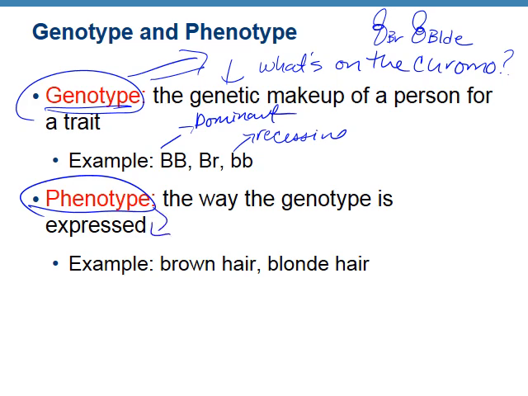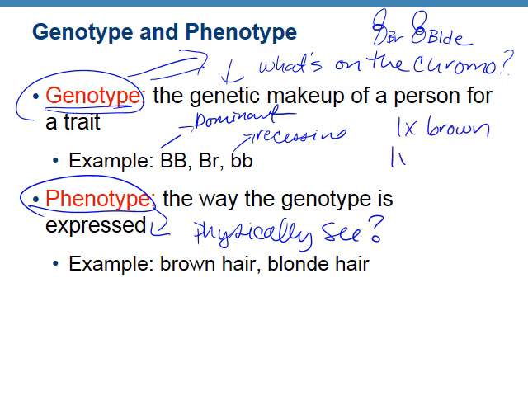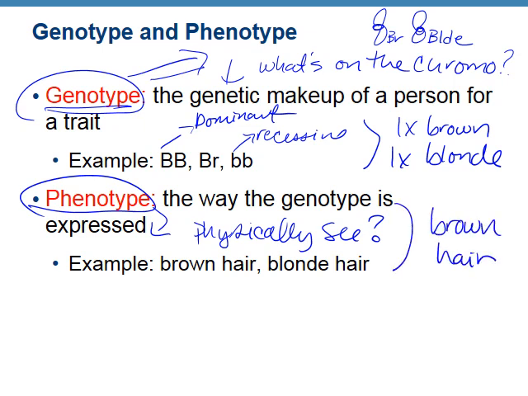Phenotype is what you actually look like. What's expressed? What can we physically see? So again, could I have one brown allele and one blonde allele genetically on my chromosome? Yes. But what do I end up looking like? I have brown hair because the brown is dominant over the blonde and masks the blonde. So if you just see somebody with brown hair, do you know that they have this hidden blonde allele? You probably don't, right? So phenotype is what do I look like? Genotype is what does my DNA say? What genes are on my chromosomes?